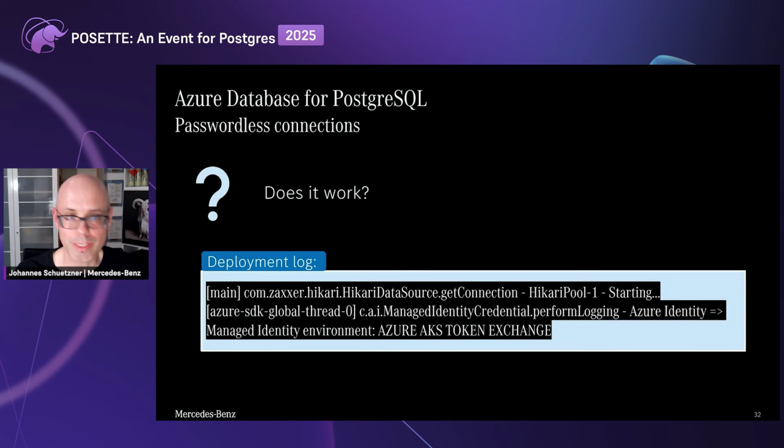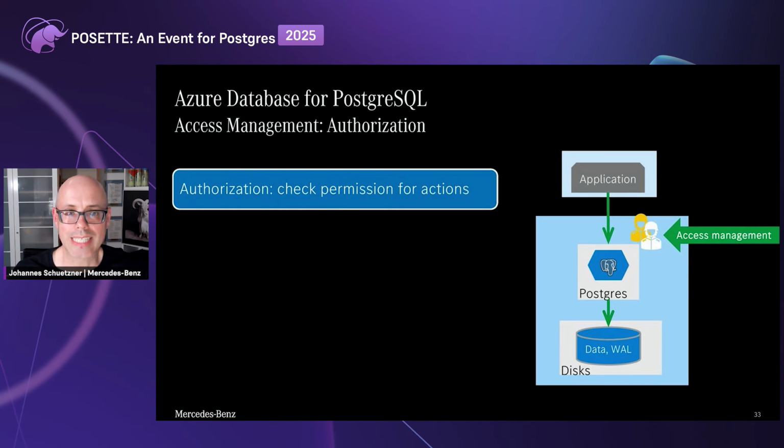Okay, now if you have set this up, does it work? Usually you find out quite soon if it does not work, because then your application cannot connect to the database anymore. That's usually what you see and feel immediately. And if it works, then in the deployment log, there are messages saying the Azure AKS token exchange has happened, and that's it, and then it works fine. So now we have authenticated successfully to the database without a password, which is good. You don't have to manage your password anymore.